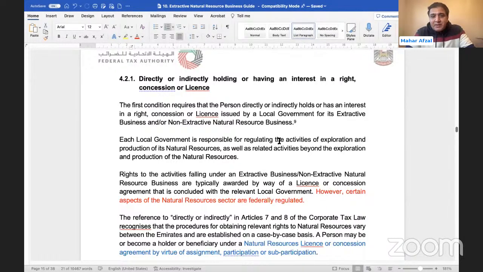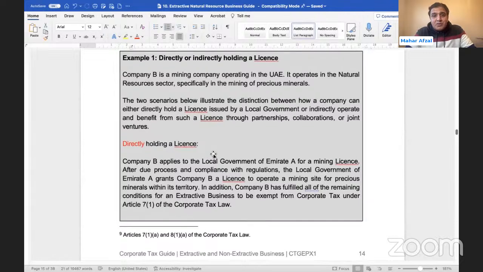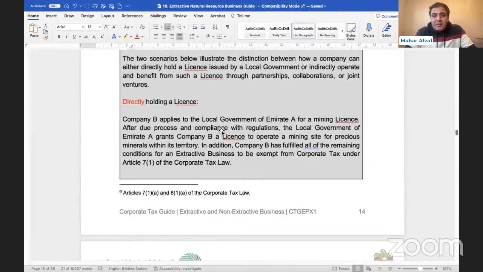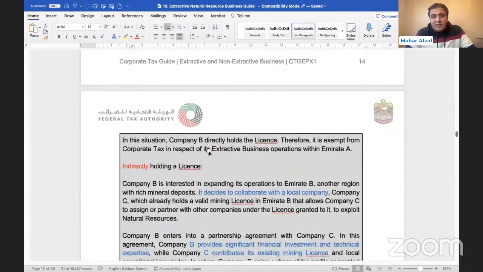The crux of directly and indirectly is that they are involved in the extraction of natural resources, and by virtue of this assignment and participation, they are taking their revenue based upon this as well. They have given an example: company A is directly holding a license. Company B applies to the local government of Emirate A for a mining license. After due process, the mining license has been granted to company B. This is directly holding a license.